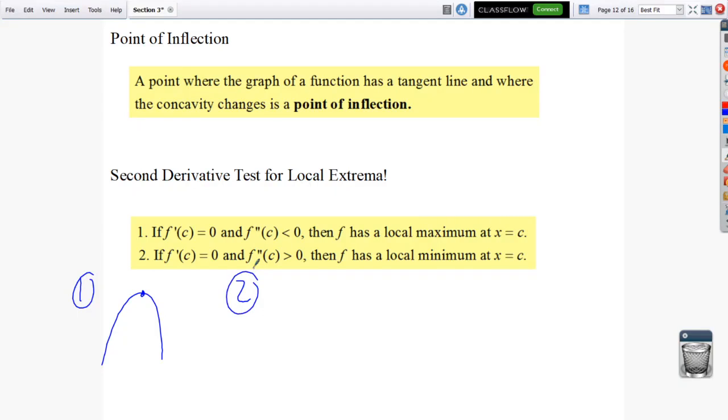So just drawing that picture really helps me out. And number 2, if I have f prime is equal to 0, again, that's my critical point. If f double prime is greater than 0, that means f double prime is positive, and I have concave up, and I can see that minimum.